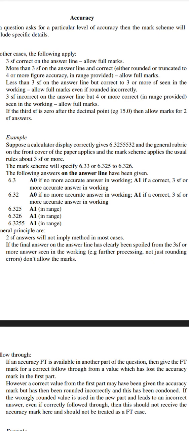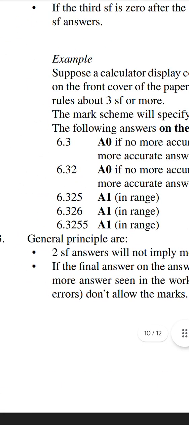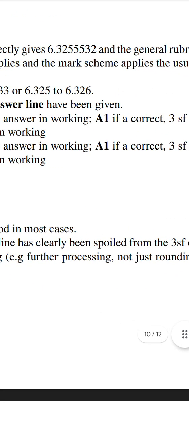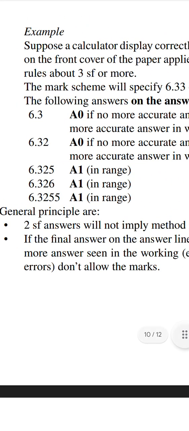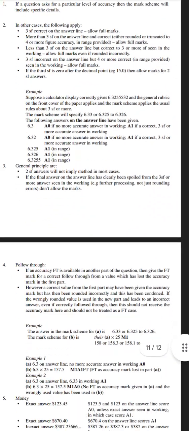So for example, you have an answer 6.3255, but you then do some other thing, like you round it to 1 DP, or to some other accuracy, then 3SF, then it won't be allowed. So that is the ruling here.